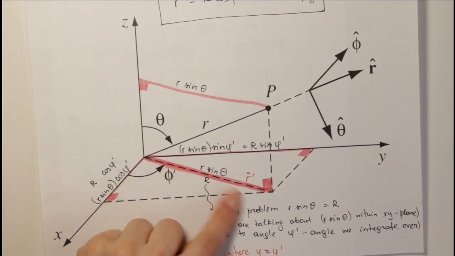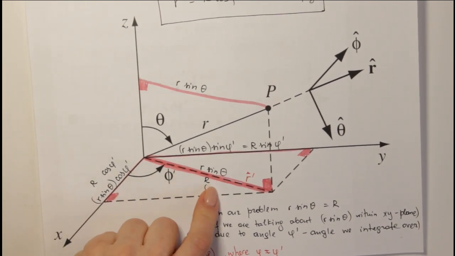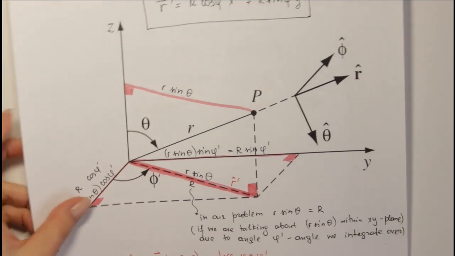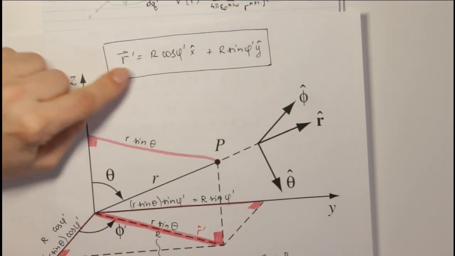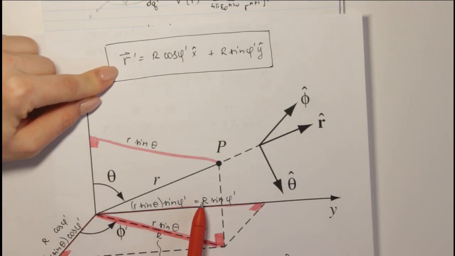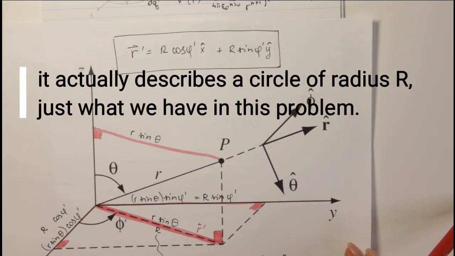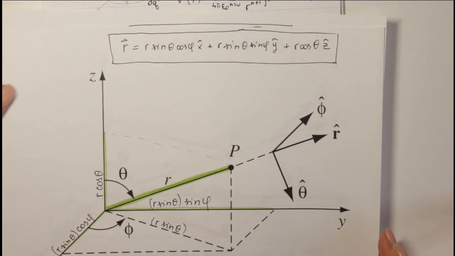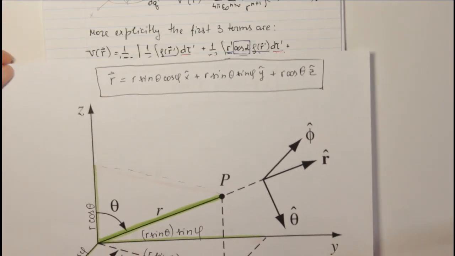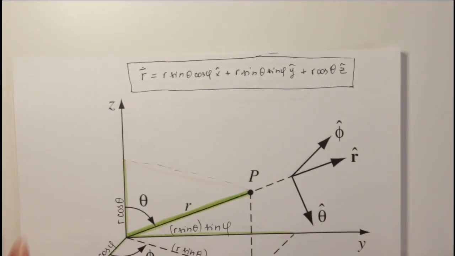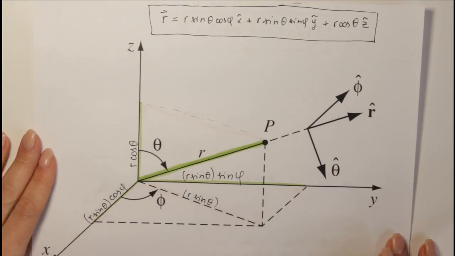And so the final expression for our R prime looks like this. It's just a vector sum of these two components. So that one was easy. And if we look to find vector R, this then looks like this.